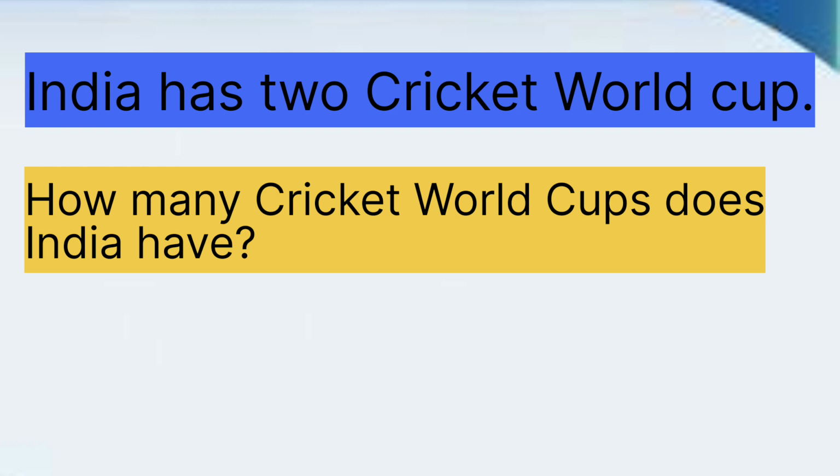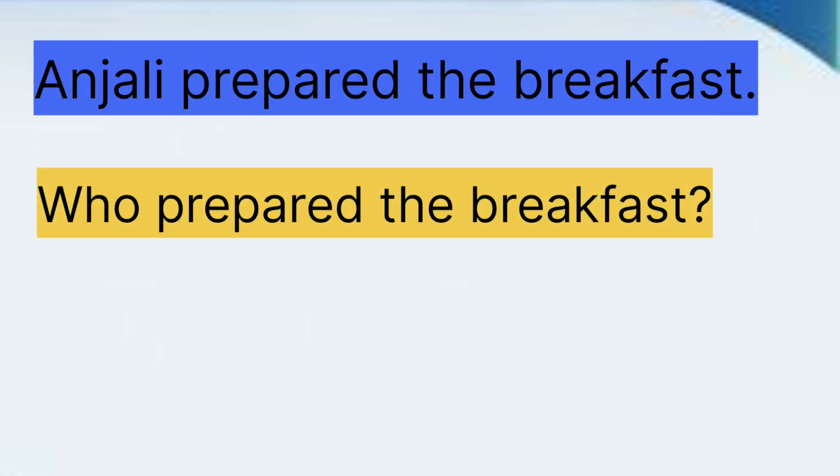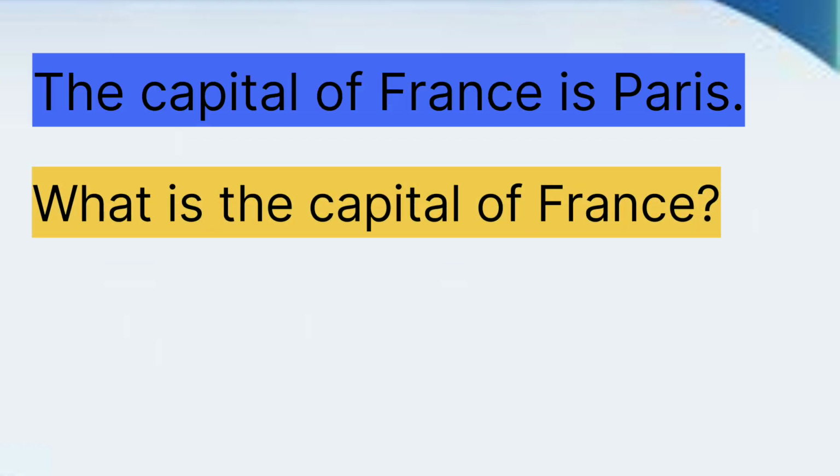Next example. Anjali prepared the breakfast. The underlined part is Anjali. To get the underlined part as an answer, WH question is, who prepared the breakfast? At the end, question mark. Next example. The capital of France is Paris. The underlined part is Paris. Answer is, what is the capital of France? Here we have followed the structure WH word plus auxiliary verb plus subject, at the end question mark.